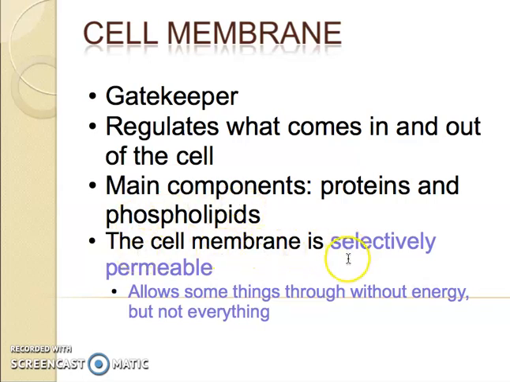The cell membrane is selectively permeable, that allows some things through without energy, but not everything. So the concept of with energy and without energy will be explained as well. The things which are moving from a higher concentration to lower concentration, or along the concentration gradient, obviously do not require energy to pass through. But the things which are greater in size or which are not following the concentration gradient actually involve energy to be consumed.